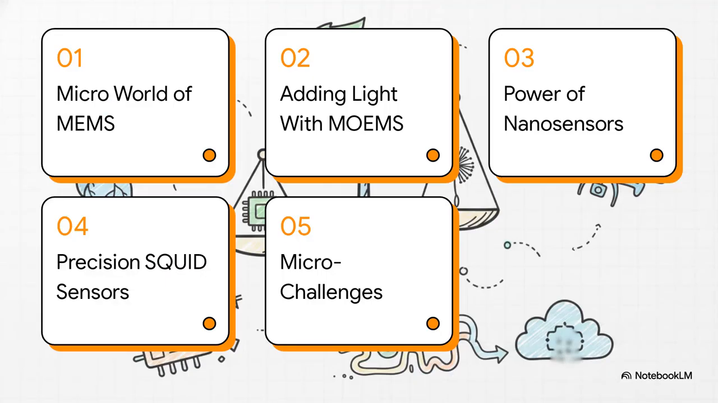Here is our roadmap for today. We'll start with the microworld of MEMS, then we'll add light with MOEMS and leap all the way down to nano-sensors. After that, we'll hit quantum precision with SQUID sensors, before wrapping the whole thing up with the micro challenges these technologies face in our macro world.